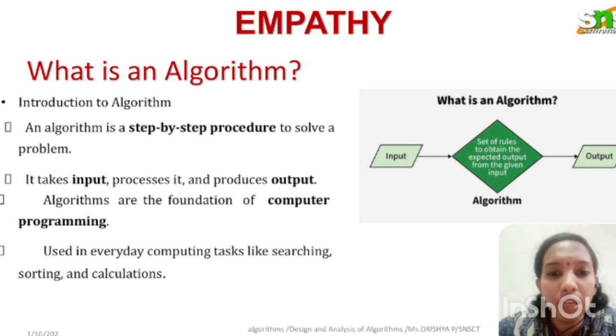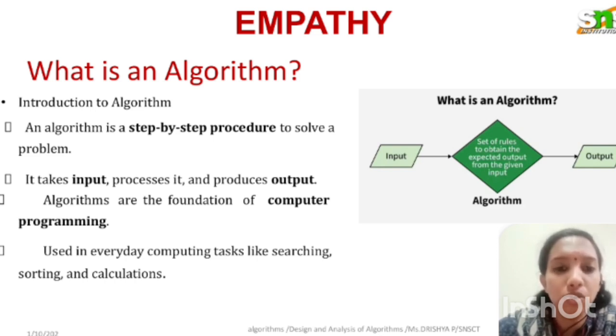So let us go to the theory part. What is an algorithm? Introduction to algorithm. An algorithm is a step by step procedure to solve a problem. Means we have a problem, we need to solve it, so using some rules and regulations, that step by step procedure is known as an algorithm. It takes input, processes it, and produces output. Algorithms are the foundation of computer programming. The algorithm is the outline of a program.